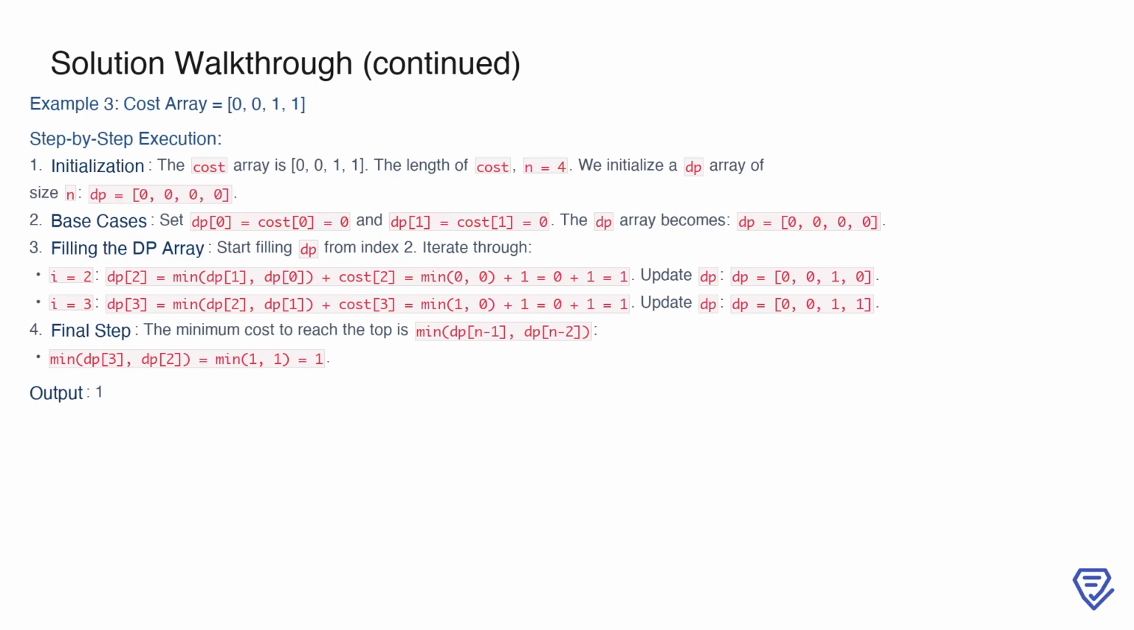For i equals 3, the minimum of dp[2] and dp[1] is 0, and adding the cost at index 3, which is 1, gives dp[3] equals 1. Now the dp array is fully populated as 0, 0, 1, 1. To find the minimum cost to reach the top, we take the smaller value between dp[3] and dp[2]. The minimum of these two values, min(1, 1), is 1. Therefore, the output for this example is 1.